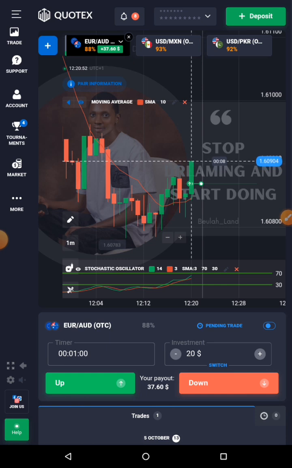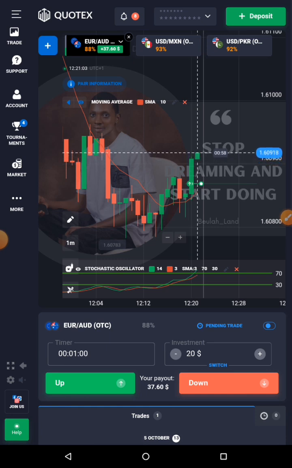If you look at the stochastic oscillator, the green line is up. It has not touched the green line at the top, but it has now crossed it. That means that it has touched overbought. But the market will have a rebound.